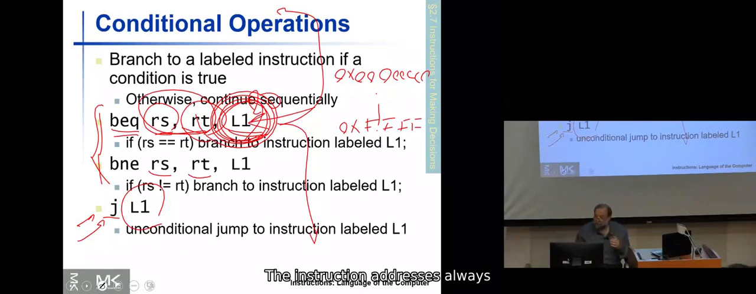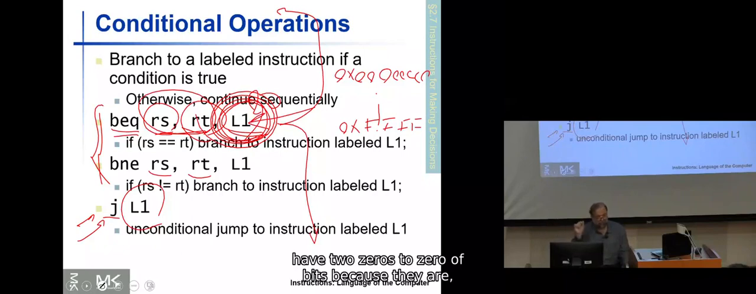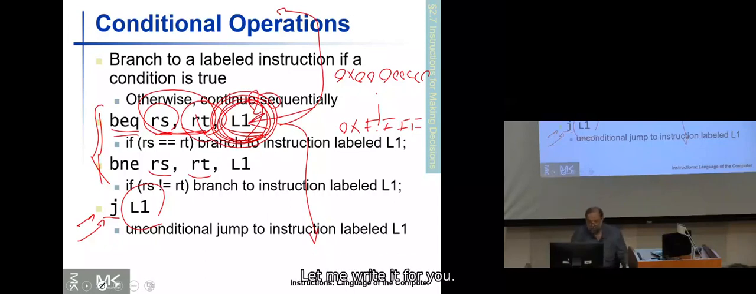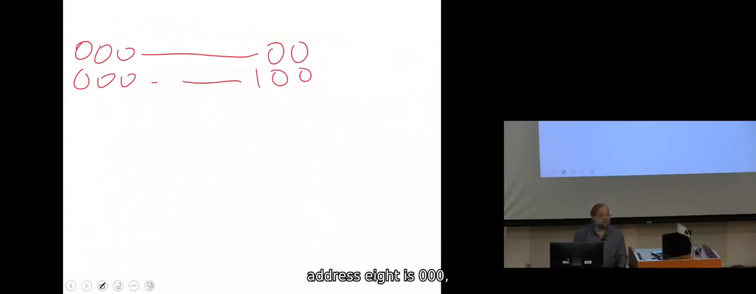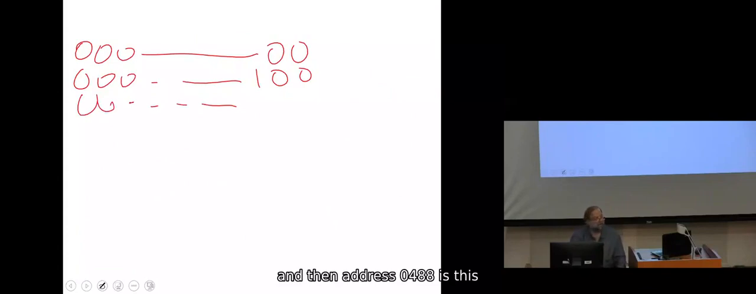So if you look at the instruction addresses, they always have 2 zeros at the end because they are divisible by 4. Let me write it for you. Address 0 is 32 zeros. Address 4 is 0, 0, 0, and then 1, 0, 0. Address 8 is 0, 0, 0, and then 1, 0, 0, 0.